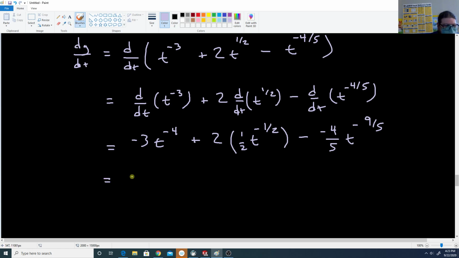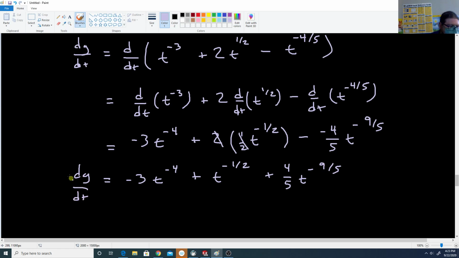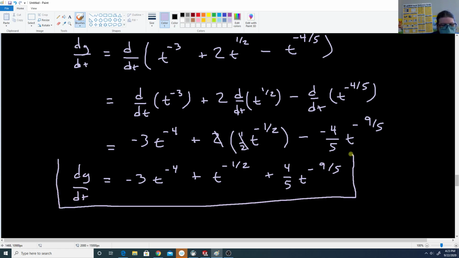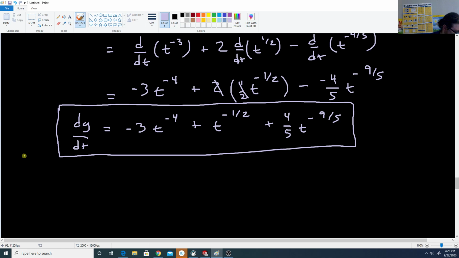Let's algebraically clean this up a little bit. So this is negative 3, t to the negative 4. 2 times 1/2 cancel, so it should be plus t to the negative 1/2. Minus a negative is a positive 4/5, t to the negative 9/5. So this is my dg/dt equation. It asks me to find what's my derivative. So we got our derivative, and then we need to figure out what is dg/dt evaluated at 1. Technically it only asked us for dg/dt evaluated at t equals 1, but to get there, we had to get the dg/dt equation.